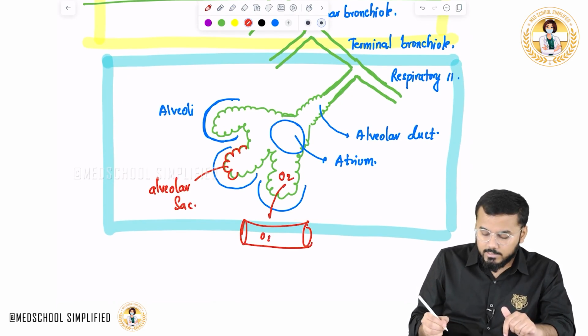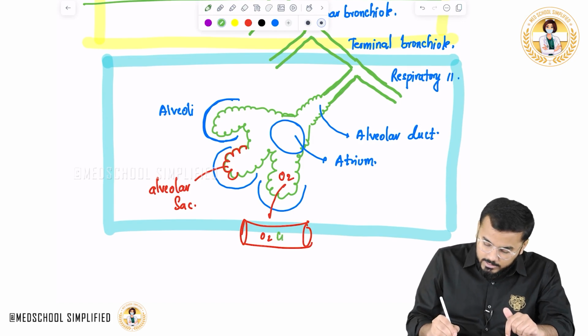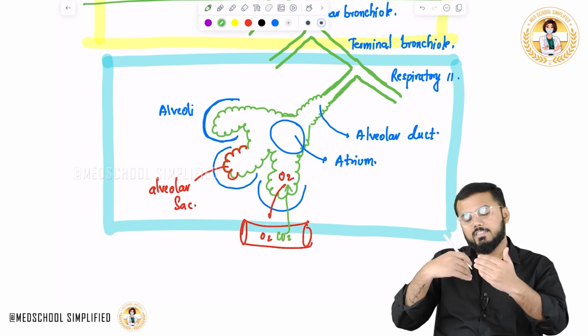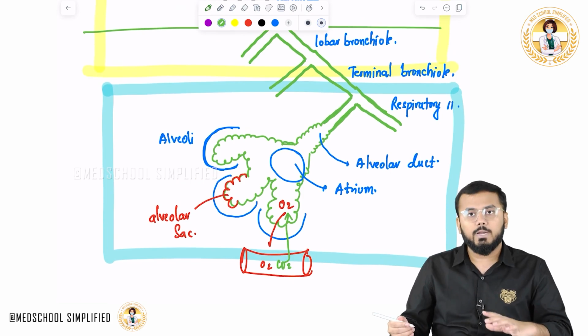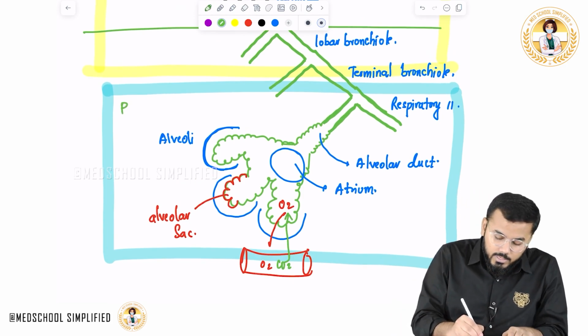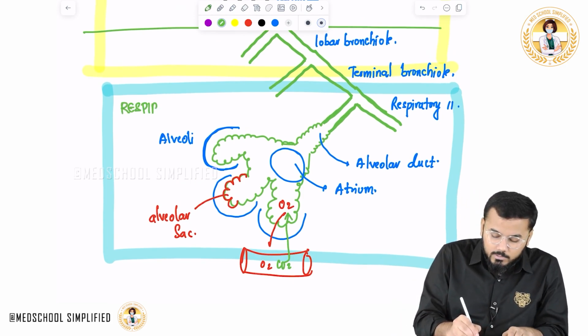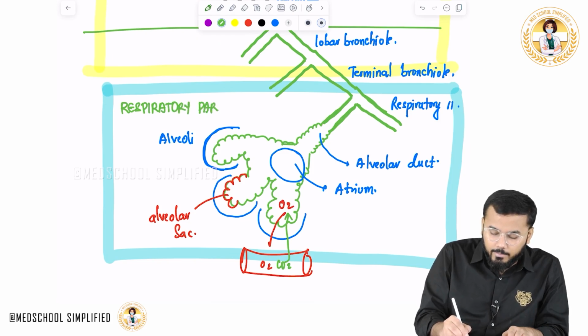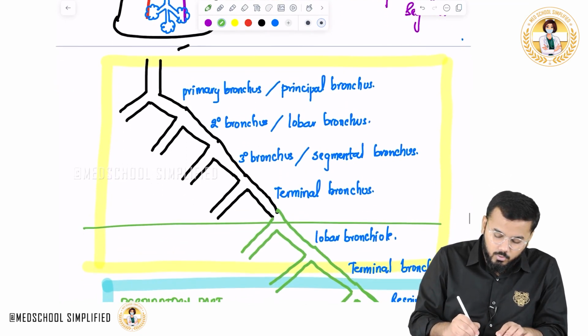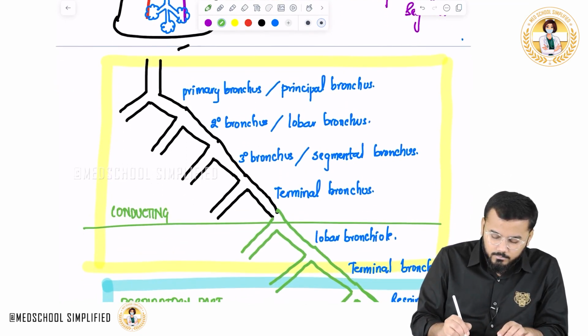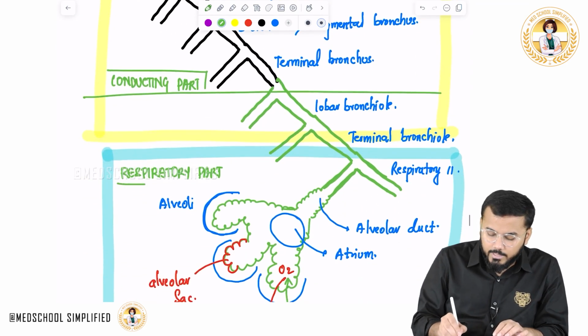It means the blood vessels. And whatever carbon dioxide is there is exhaled out. So this exchange of gases is happening in the respiratory part. So this part over here is your respiratory part, and this part over here is your conducting part.